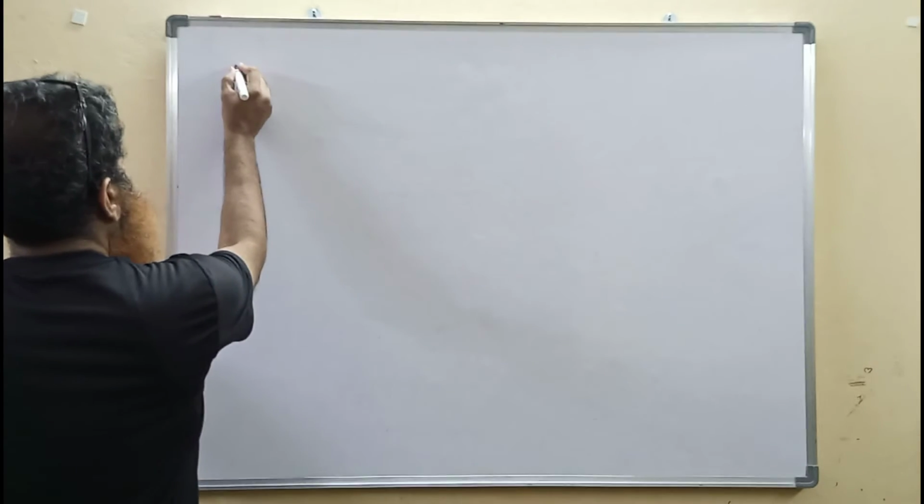Children, welcome back to mathematics classes. RA Academy, 8th class mathematics, chapter 1, rational numbers. We were at page number 22, example 6. Represent 5 by 8 on the number line.